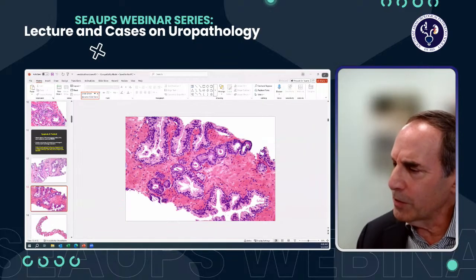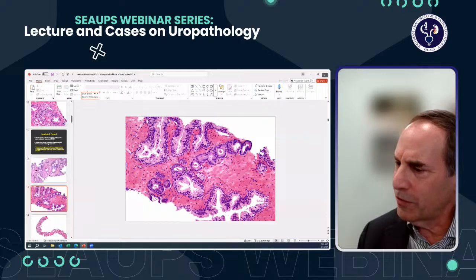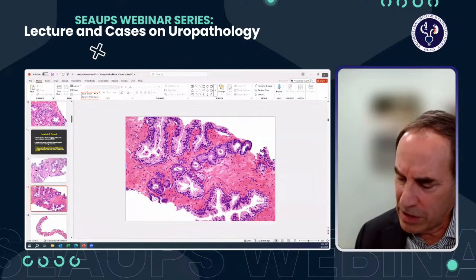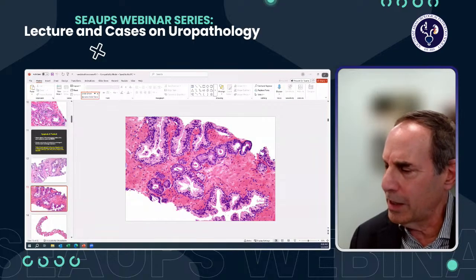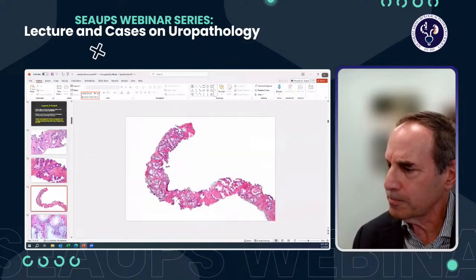Another feature that's helpful in the diagnosis of prostate cancer is a linear array of glands. So here we can see this row of glands in between benign glands. That's not something you would see in any kind of a benign glandular process, also diagnostic of cancer.